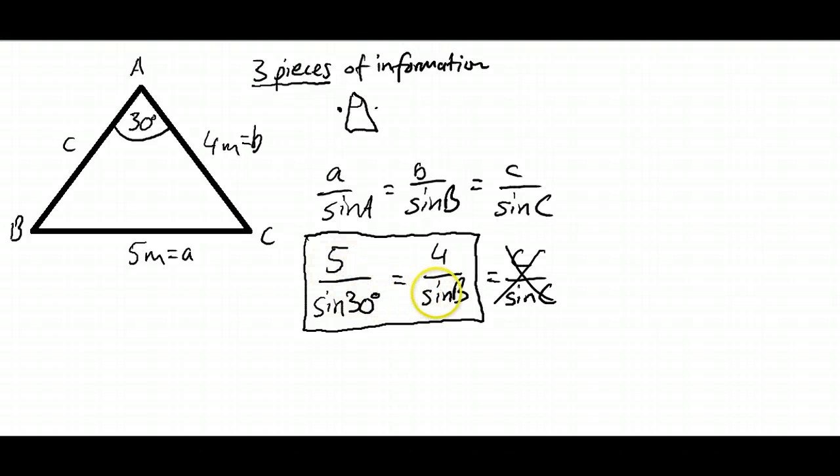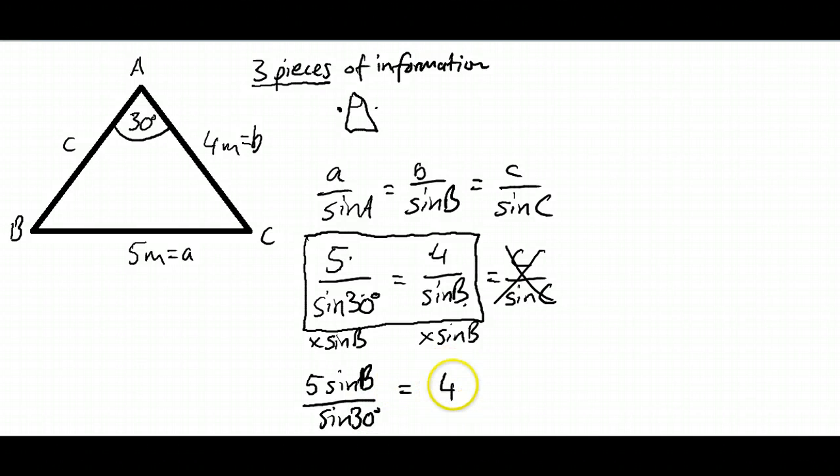Once we've got an equation like this, and we've got 1, 2, 3 bits that are known, we can easily find the 4th bit that we want. We've just got to rearrange the equation to get B on its own. So to do that, we've got 4 divided by sine B. We want to get that sine B on top, so we're going to multiply both sides by sine B. That's going to give us 5 sine B divided by sine 30 degrees equals 4. They've cancelled each other out.